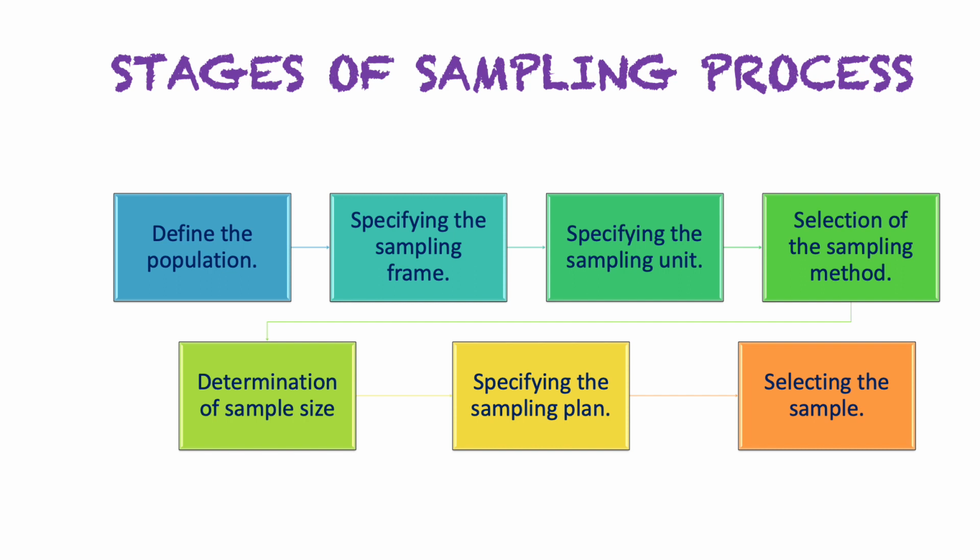Now the next stage is selection of the sampling method or the sample design, followed by determination of our sample size. The sample size calculation depends primarily on the type of sampling design to be used. And then the next stage will be specifying our sampling plan. In this step, the specifications and decisions regarding the implementation of the research process are outlined. And then the last one, the final step in our sampling process, is the actual selection of the sample.